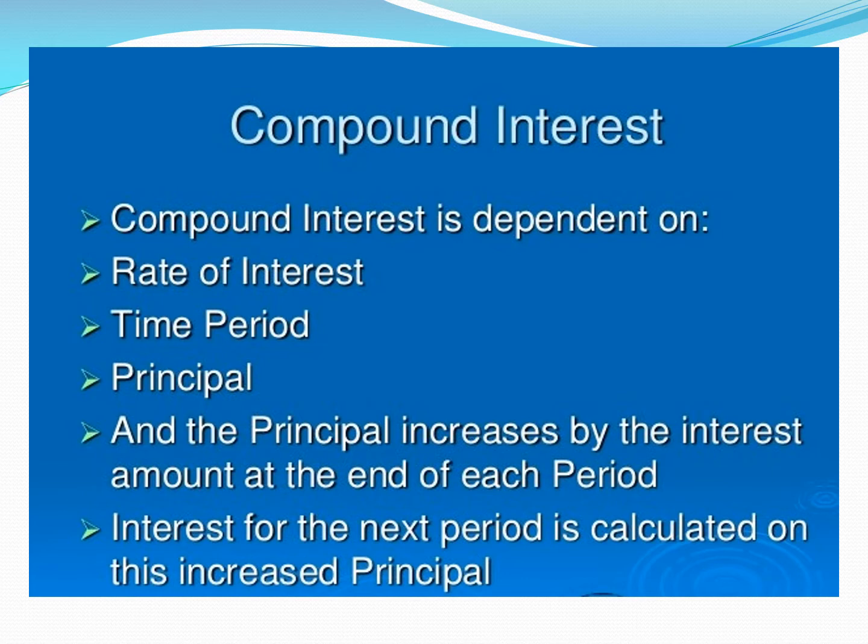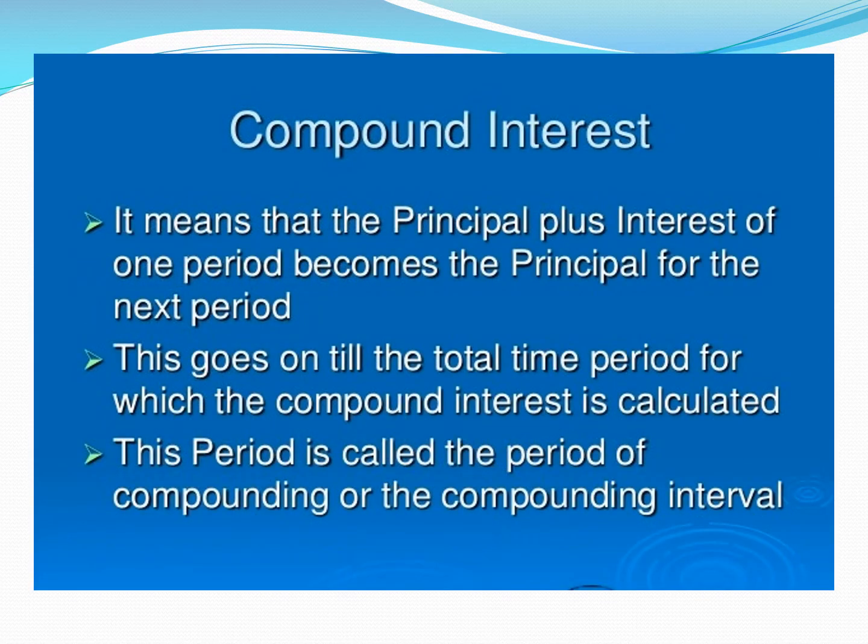The next one is compound interest. Compound interest depends on rate of interest, time period, principal, and the principal increased by the interest amount at the end of each period. Interest for the next period is calculated on the increased principal. It means that the principal plus interest of one period becomes the principal for the next period. This goes on for the total time period for which the compound interest is calculated. This period is called the period of compounding or the compounding interval.